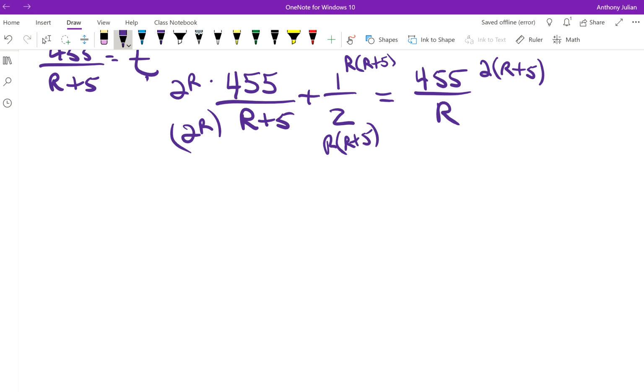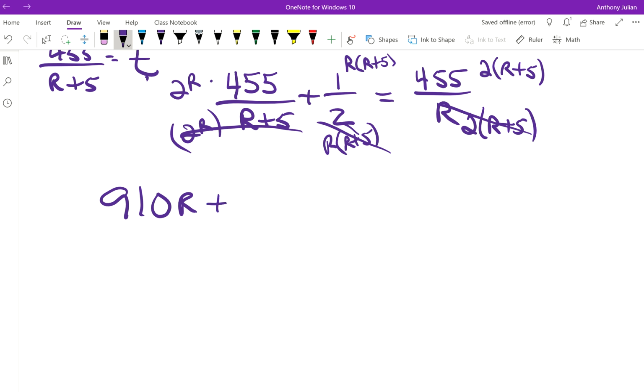But what do we know? I know the denominators are the same. I'll write this here, and I'm just going to cross it off anyway. Same, same, same, so they are gone. Now I'm going to concentrate on the numerators. So it's 2r times 455. Well, 2 times 455 is going to give us 910r plus 1 times r plus 5. And I'm going to distribute that now. And that's going to give me r squared plus 5r.